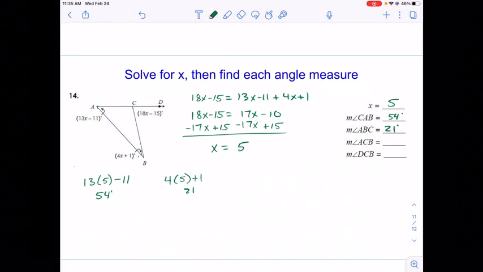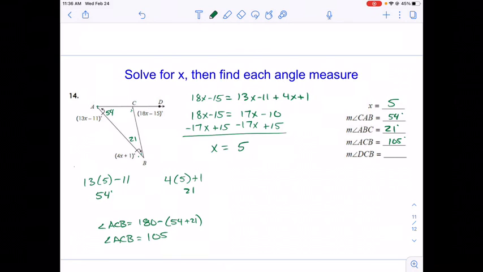The next one here is ACB, so starting at A, go to C, and go to B. And this one here, we don't have that one, okay? But we can find it because we know that the first one was 54. This one was 21, so we have two of these three angles, so we can add them up and subtract from 180. So angle ACB is equal to 180 minus 54 plus 21. Angle ACB is going to be 105, because that comes up to be 75, subtract from 180 is 105.